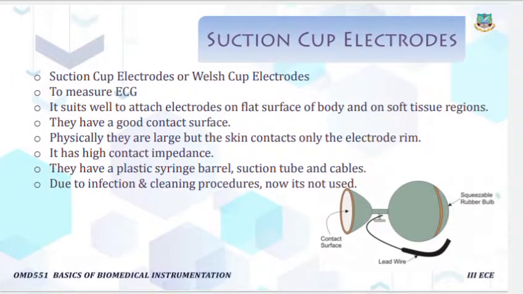Next one, suction cup electrode. It is also called Welsh cup electrode. It is normally used to measure the ECG. It is well suited for attachment to flat surfaces of the body and placed where the underlying tissue is soft. That is, it is placed where the region has soft tissues. They have a good contact surface.